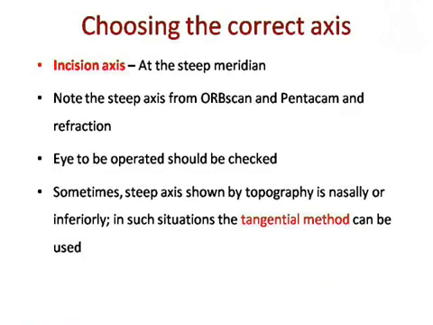How to choose the correct axis? The incision axis has to be at the steep meridian. We can note the axis from OPSCAN, pentagram, or refraction, and the best one has to be used. Sometimes the steep axis shown by topography is nasal or inferior. In such cases, the tangential method can be used.